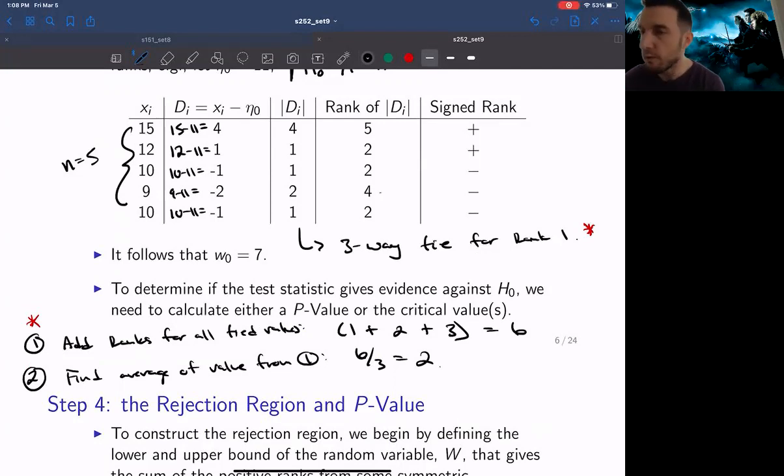All right, now what we do is we consider which of these ranks are positive numbers. So the value 4 is a positive rank because 15 is greater than 11. The value 2 in the second row is a positive. Well, yeah, they are tied, but now we are assigning the proper value such that all the ranks add to 1 plus 2 plus 3 plus 4 plus 5.